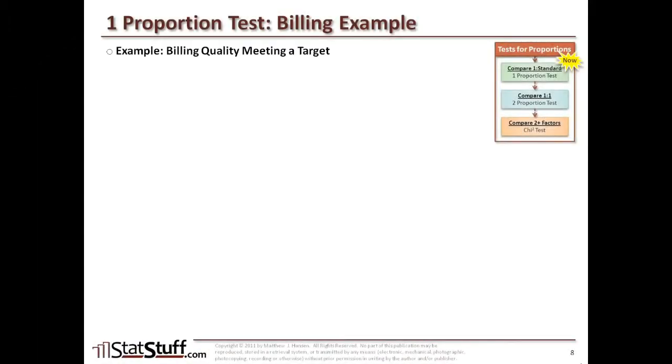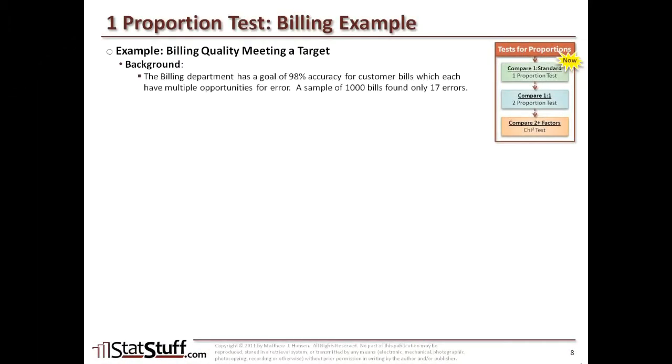In this example, when we're looking at billing quality, we'll say the background is a billing department has a goal of 98% accuracy for customer bills, which each have multiple opportunities for error. So we take a sample of about 1,000 bills, and of the 1,000 that were sampled, we found only 17 errors. So we want to ask ourselves, as a practical problem, do the 17 out of the 1,000 sampled bills prove that the billing department is meeting their goal?